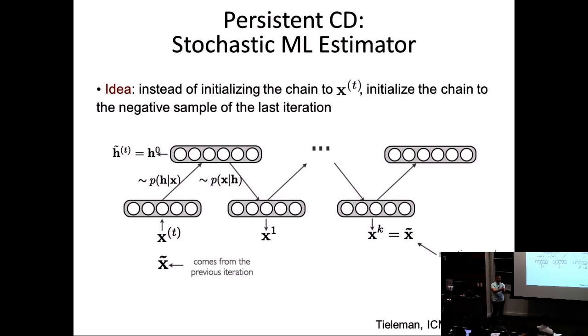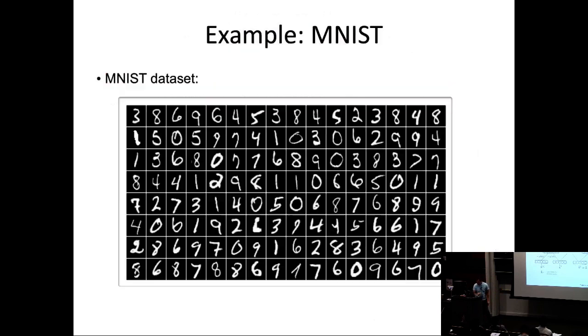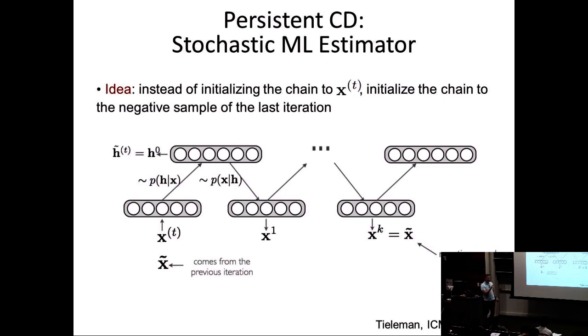So you start at the data, you do k steps, and this is your negative sample. Then you get a new data point. Instead of reinitializing the chain at the new data point, you just initialize the chain at the negative sample, and you keep going. So basically now your negative samples never reset back to the data. They kind of wander around. This algorithm is very simple. X tilde comes from the previous iteration. This particular algorithm was shown to work much better as a generative model because it can explore space much more efficiently. Although this algorithm has higher variance.